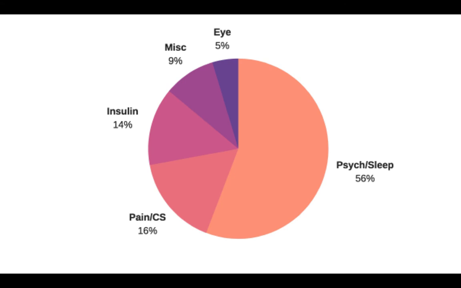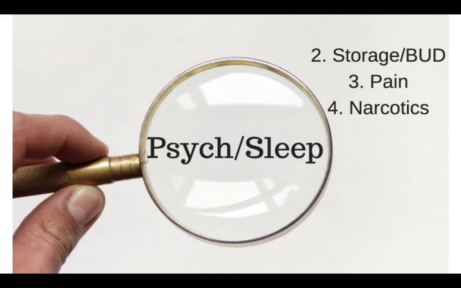Just breaking that down again, I categorized psych and sleep together. 56% of medication-related tags, and specifically the meds involved, fell into that psych or sleep category. So that is your number one target, absolutely, as far as trying to reduce pharmacy-related deficiencies. So your focus, psych and sleep, first and foremost.